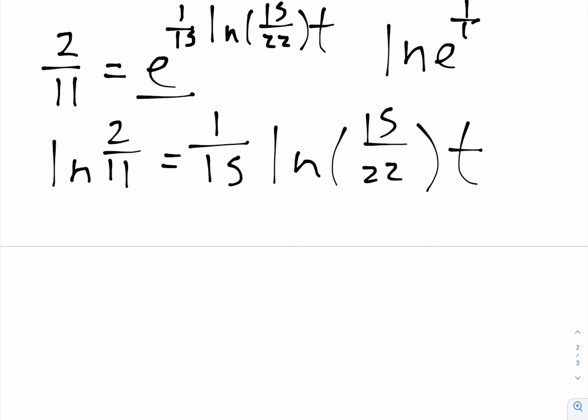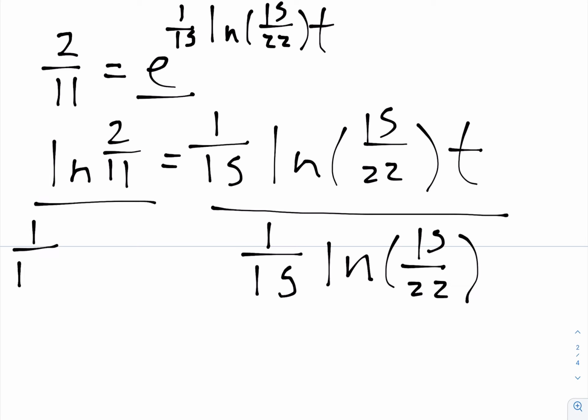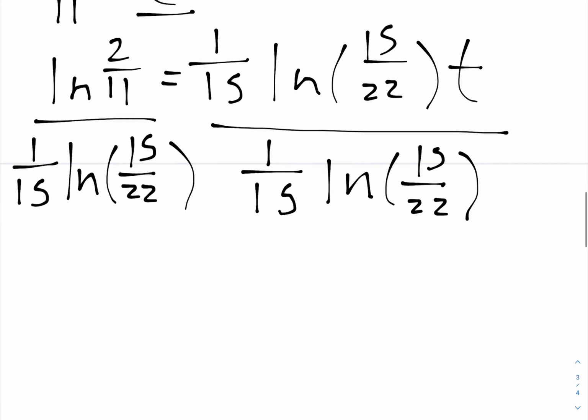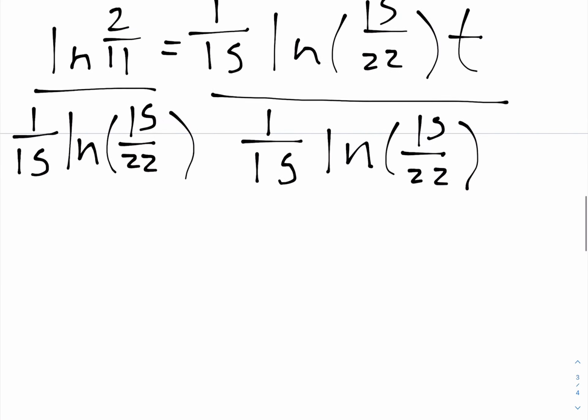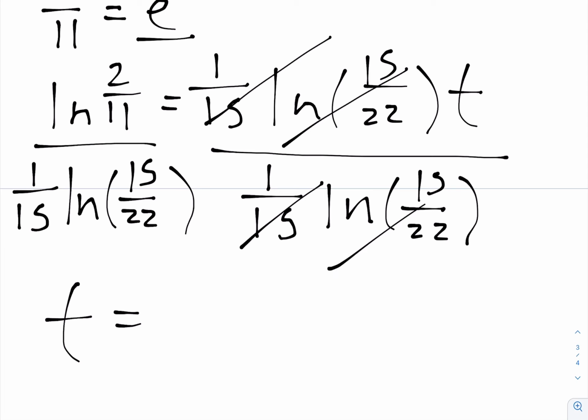Okay, so to kind of bring this home, how can we solve for t? Well, these things are all just multiplying by each other, so we can divide both sides by 1/15 natural log of 15 over 22. And I'm writing it in exact values, in fraction form, just in case you didn't have a calculator or you were wondering where all the decimals came from. So this is the expression for what our time is going to be.